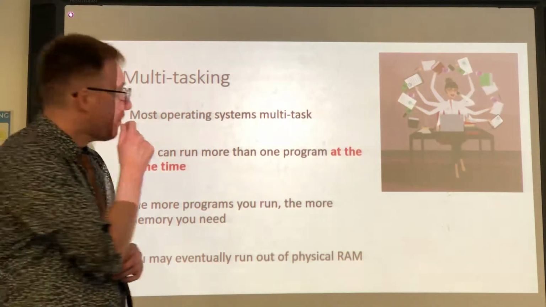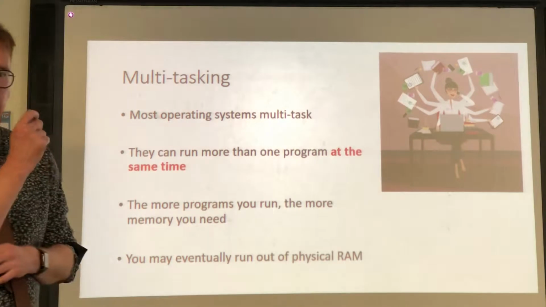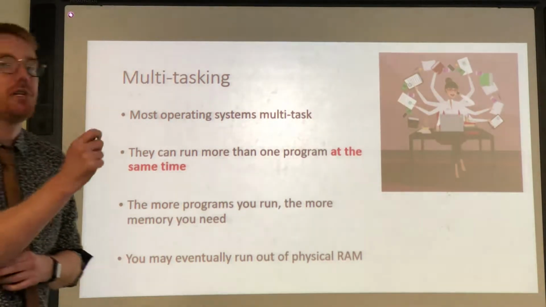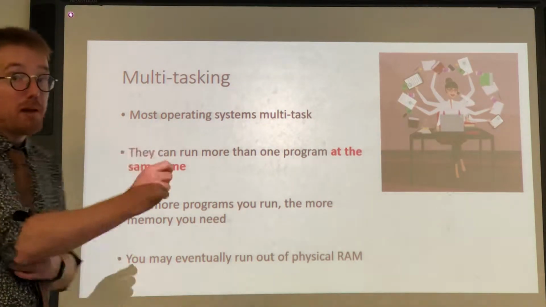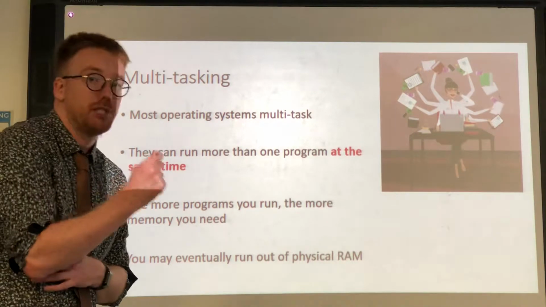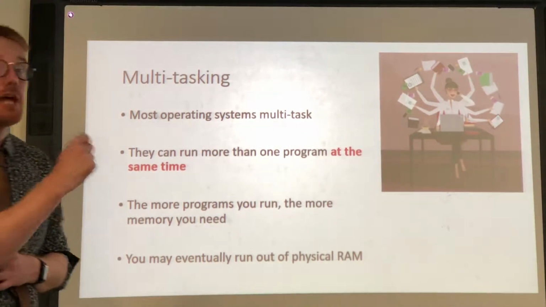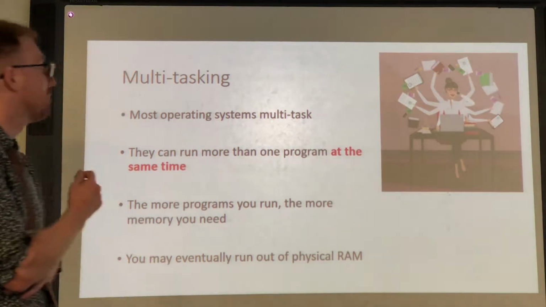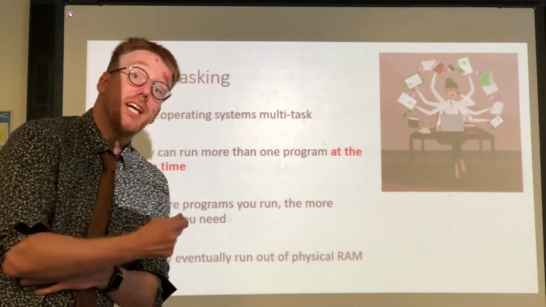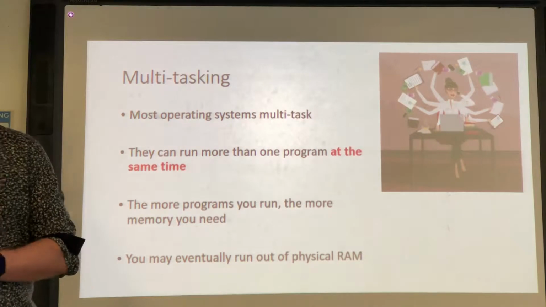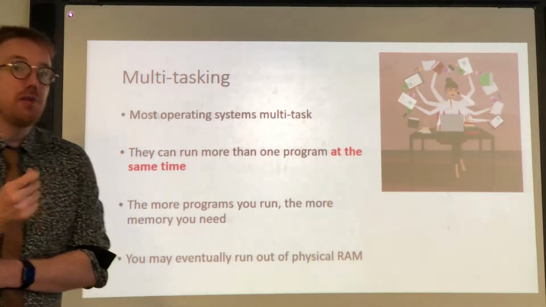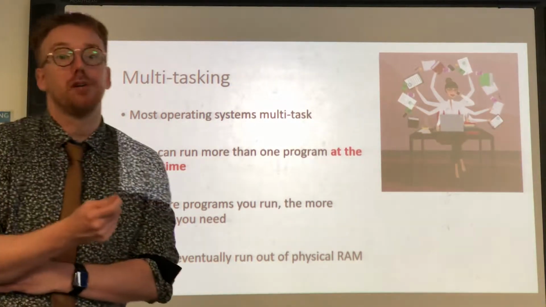So, multitasking. This has a big influence on how smooth your system is going to run, depending upon how much memory you have. The more memory, the more RAM you have, the better your system will be at multitasking, the smoother it'll be able to keep those multiple programs running at the same time. So a computer system that multitasks is one that's able to run more than one program at the same time. And we do this almost all the time on today's modern computers.